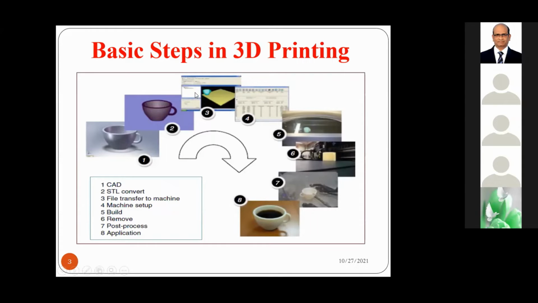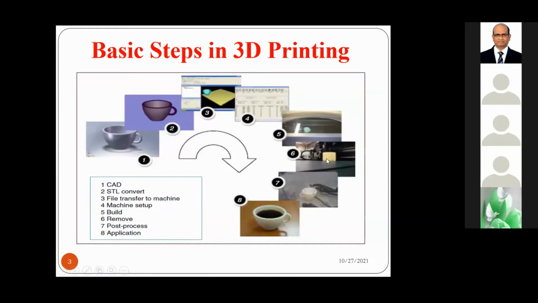After slicing, we give the machine setup: how much temperature is required, how much speed is required, all these inputs we give in the 3D printing software. After giving all this information, we convert the STL file into layer information. That layer information is sent to the machine, and then the machine manufactures the component.